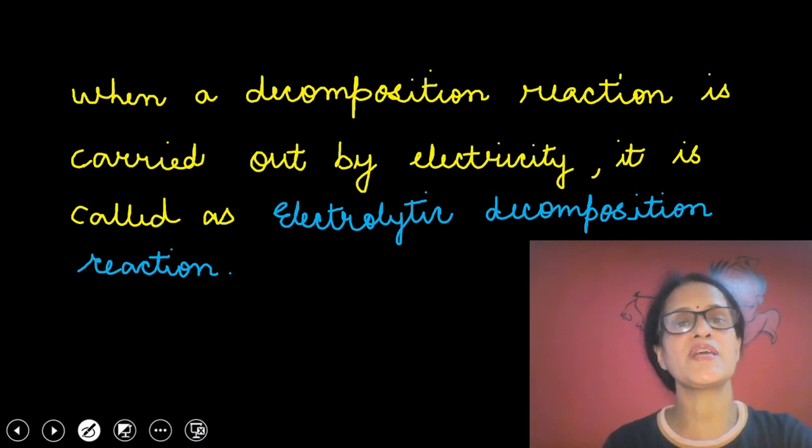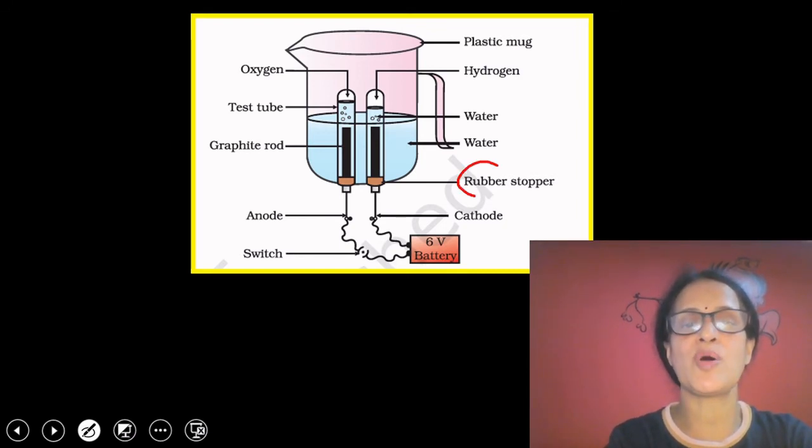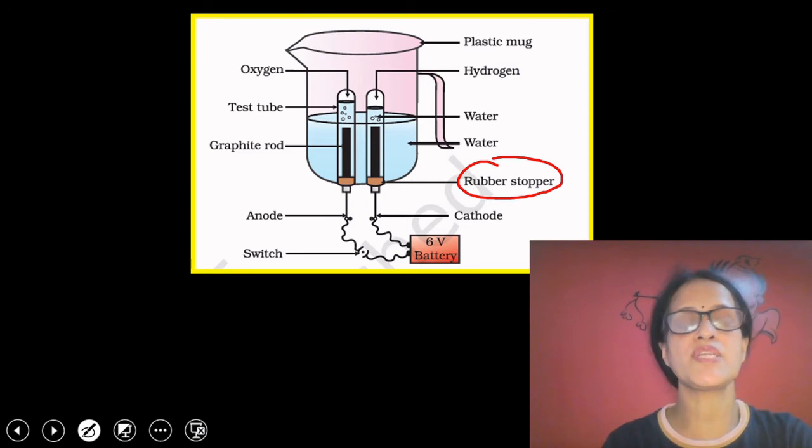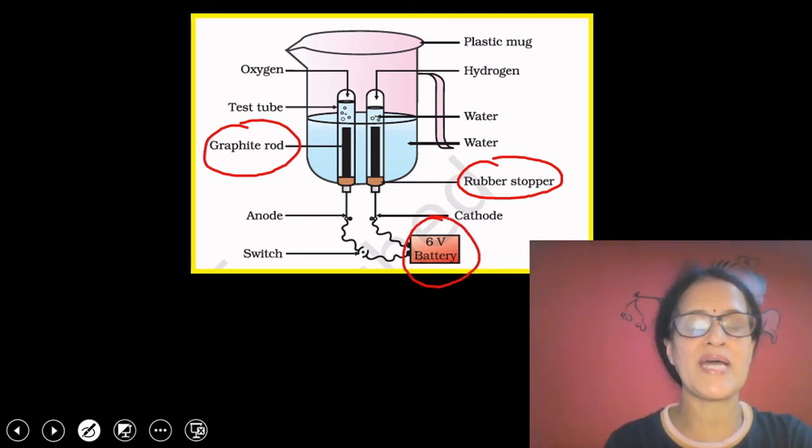An example of electrolytic decomposition reaction is the electrolysis of water, which I am going to explain to you with the help of the following activity. You can perform electrolytic decomposition of water in a plastic mug. For this, you have to drill 2 holes at the bottom of this plastic mug, and in these 2 holes you will fit 2 rubber stoppers, and on these rubber stoppers you will place 2 graphite rods. These 2 graphite rods are connected to a 6-volt battery with the help of wires.